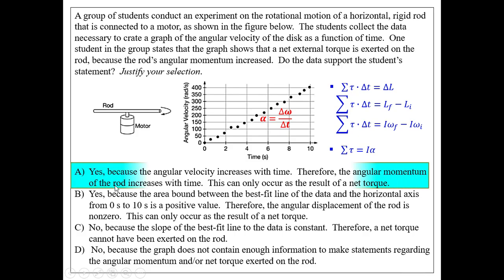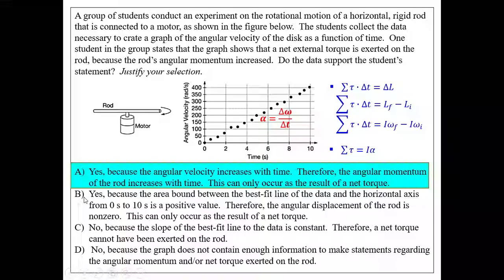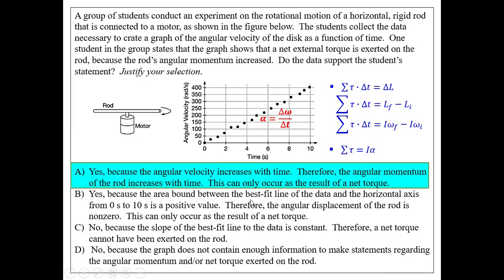Okay, that's it. Or if you want to, I mean, B just makes no sense. It's just the area bounded between 0 and 10 is a positive value. But it says, therefore, angular displacement of the rod is non-zero, which is true. It is non-zero because it's some value. But this last part is kind of funky.